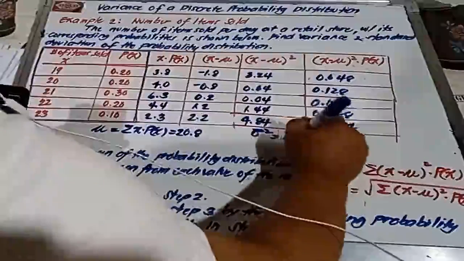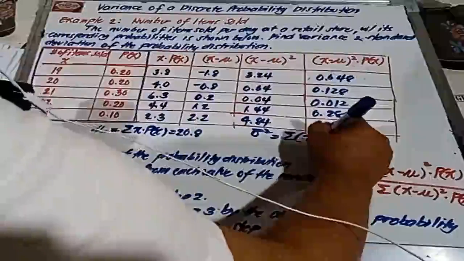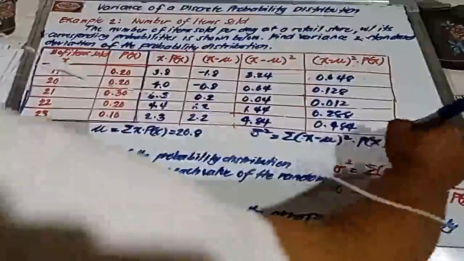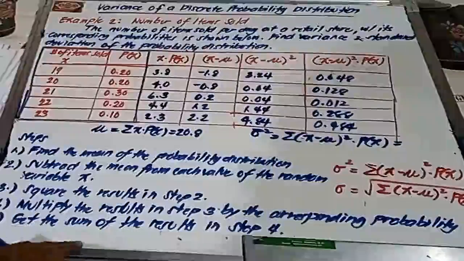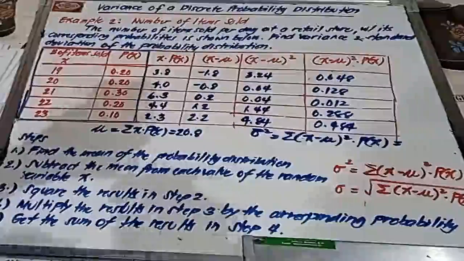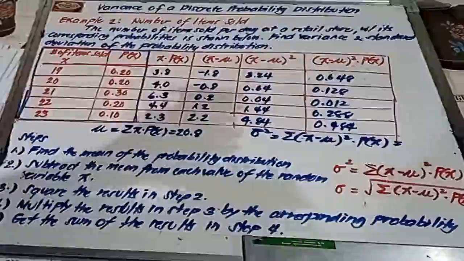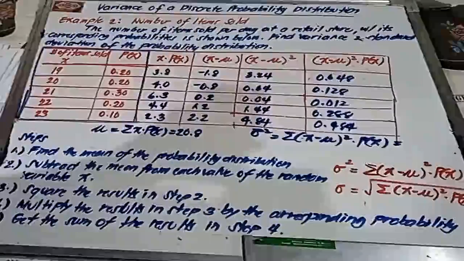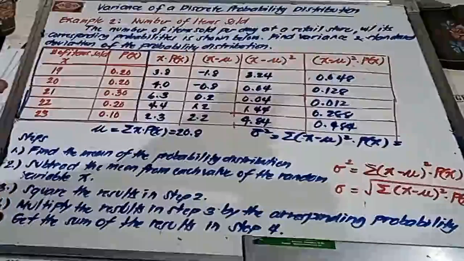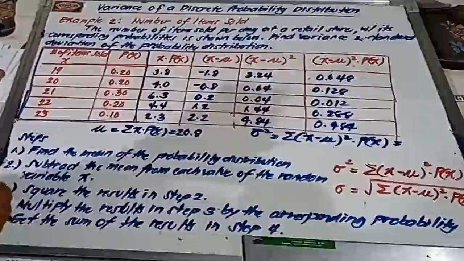Then, ito na yung ating sigma squared. That is summation of the square of the difference ng ating random variable x and the mean times the probability of x. So, kunin lang natin yung sum, and that will be the value of the variance. Plus 0.288 plus 0.012 plus 0.128 plus 0.648. Pataas ang ginawa ko. We have 1.56.